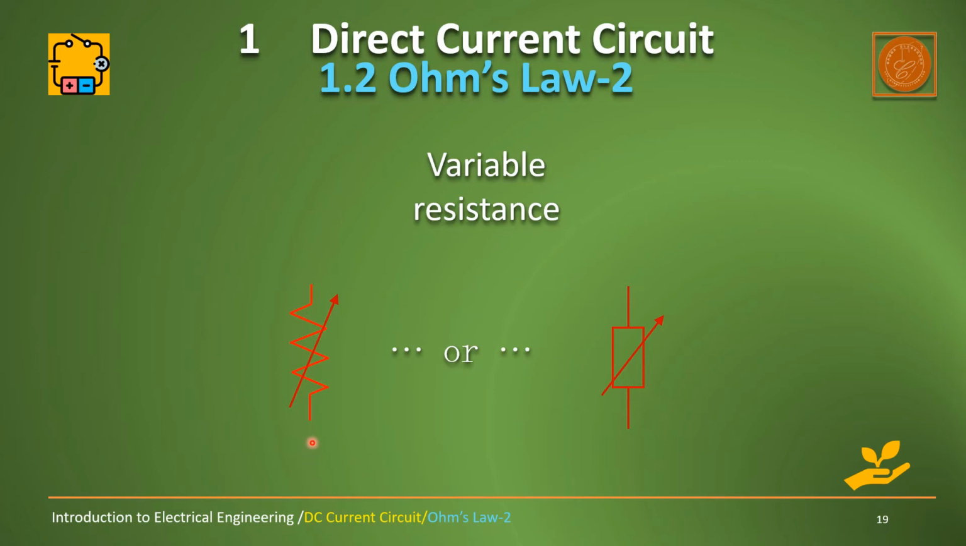When you see resistors drawn as a zigzag or rectangle, but with an arrow through them like this, it means this resistance value can be changed. This is called a variable resistance. You can change the value of this resistor.